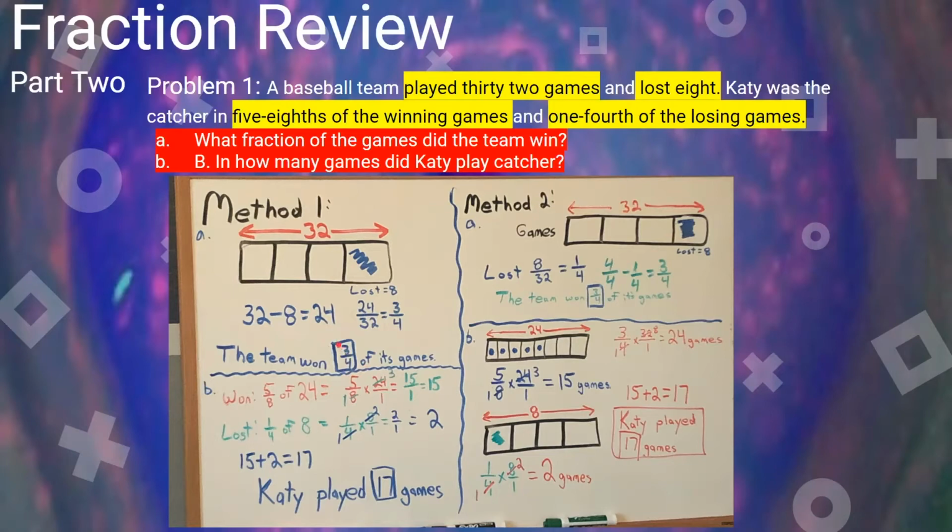So now in method 2, we could have said they played 32 games, they lost 8. We could have just said 8/32 is the same as 1/4.